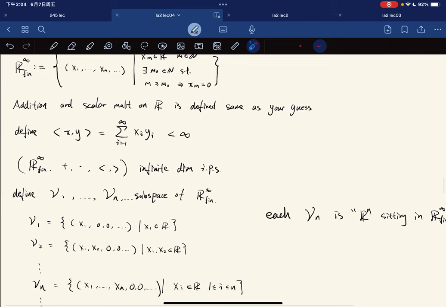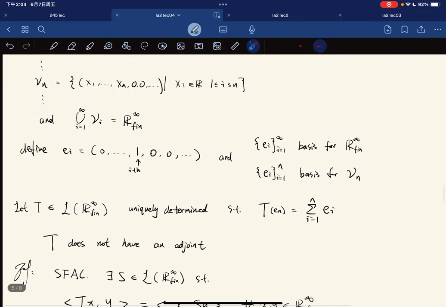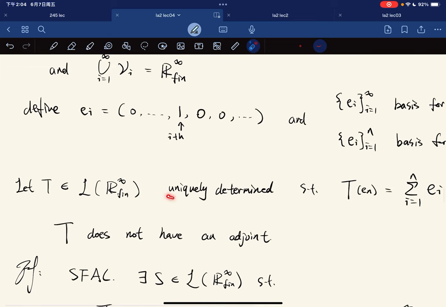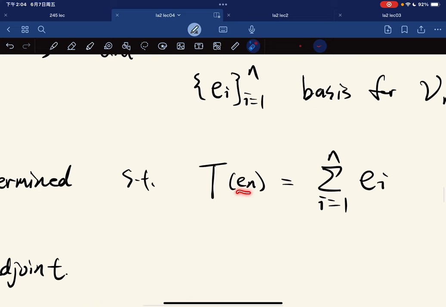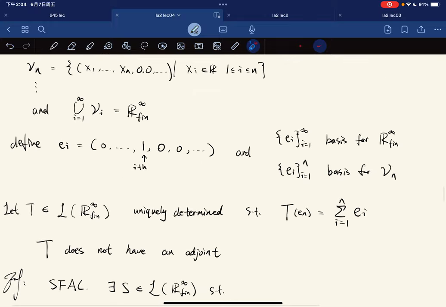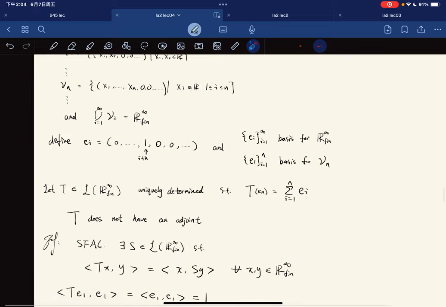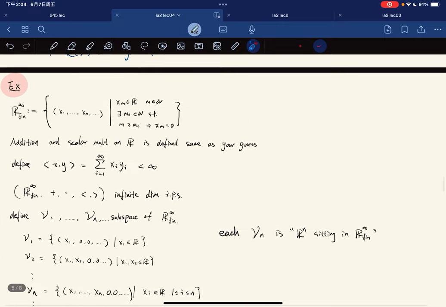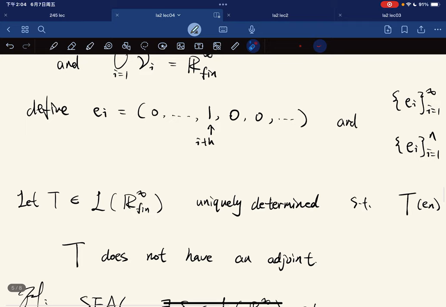So with all these settings, we have the space, the scalar multiplication, and the inner product on it. We know that any linear operator can be uniquely determined by specifying its values on a basis. So we define an operator T that maps the basis vector e_n to some vector. By this definition, we have an operator T, and the thing is that T does not have an adjoint. So our case is not as we thought when the vector space is infinite dimensional.